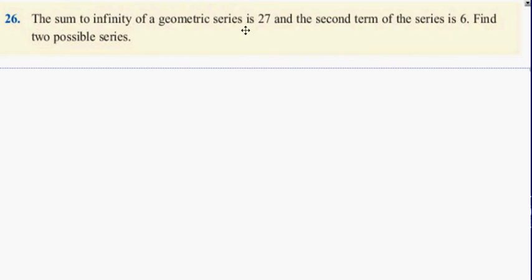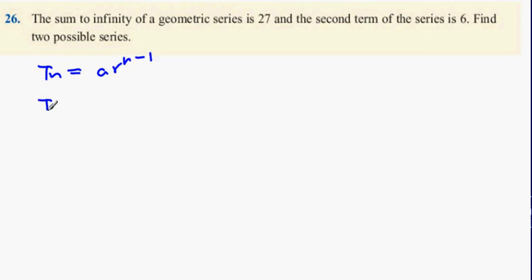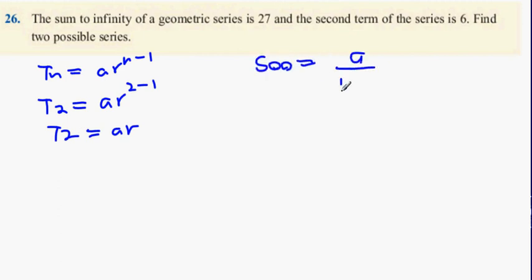The sum to infinity of a geometric series is 27, and the second term of the series is 6. Find two possible series. So remember, Tn equals a r to the n minus 1. So T2 is basically a r to the 2 minus 1, which is a r. Sum to infinity is a over 1 minus r, and that equals 27.